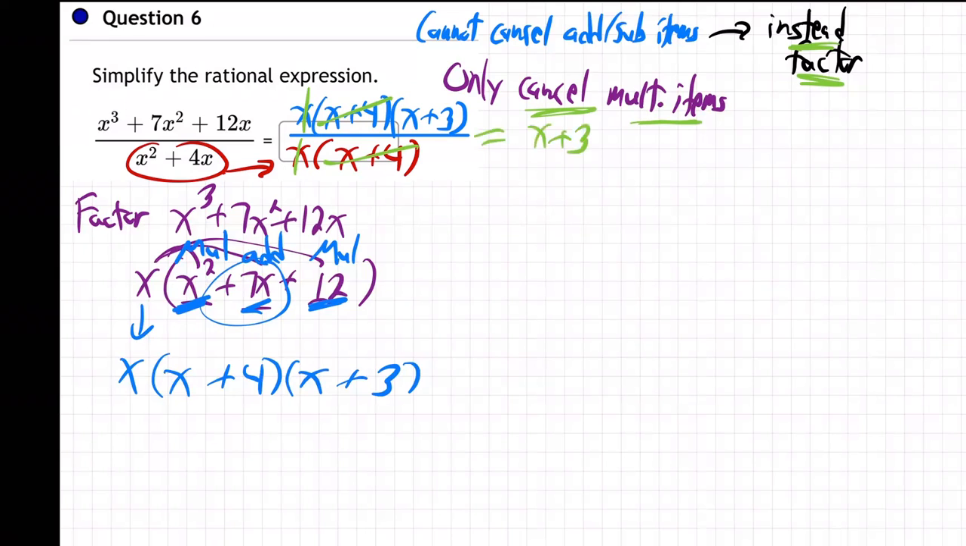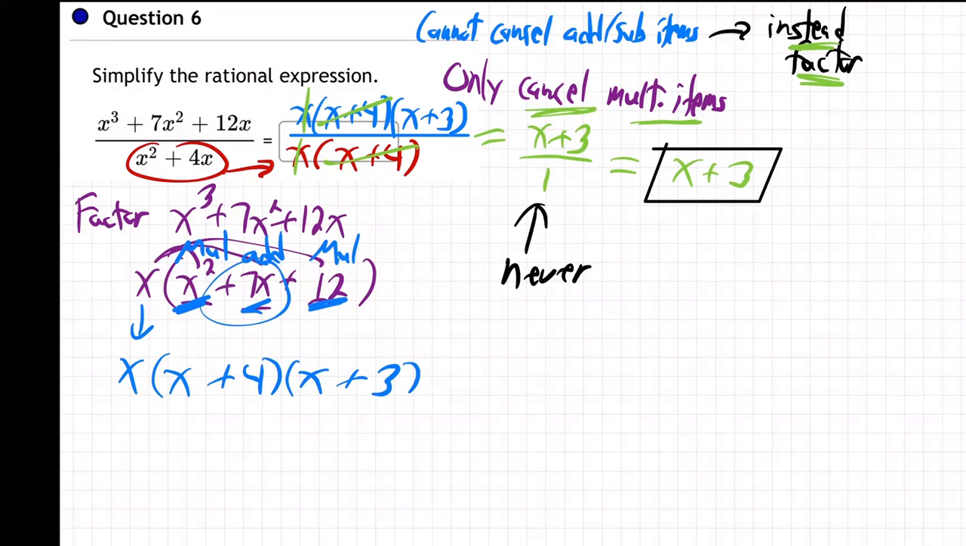x plus 3 on the top and nothing on the bottom, which means 1. But we never leave 1s on the bottom. The answer is just x plus 3. It's not a fraction. It's just x plus 3, done. Do those last 2 steps make sense? We never leave 1 on the bottom, right?